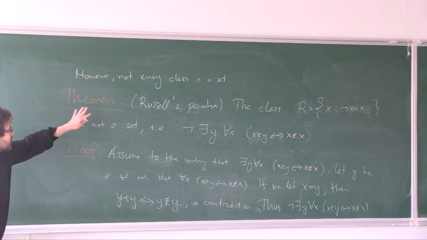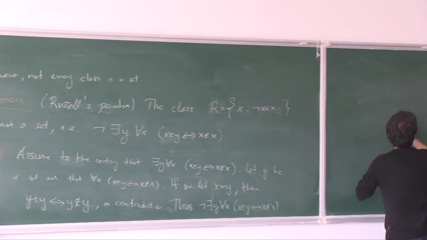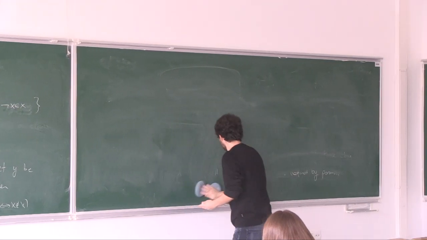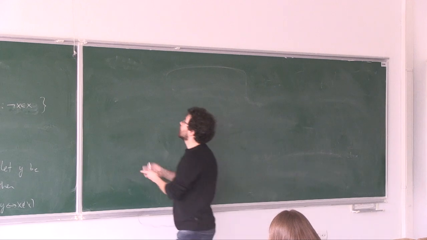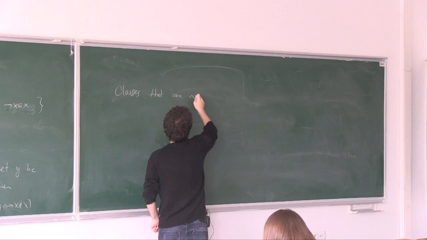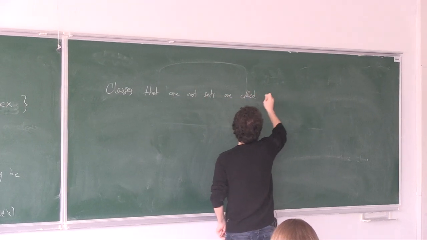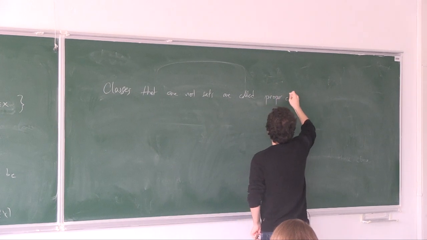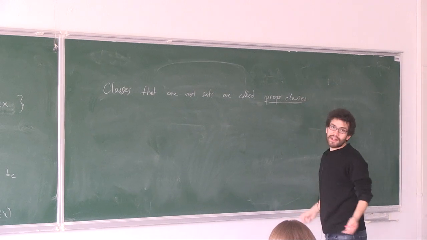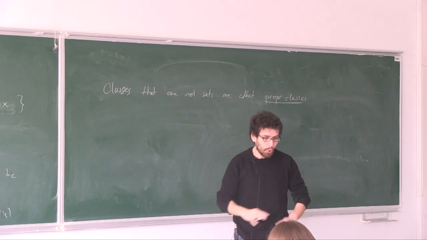So we just saw that not every class is a set. Classes like this are called proper classes. A class is called a proper class if it's not a set. Classes that are not sets are called proper classes. One example is Russell's class. What's another example? We shall see later that the universe of sets is a proper class. The whole universe.